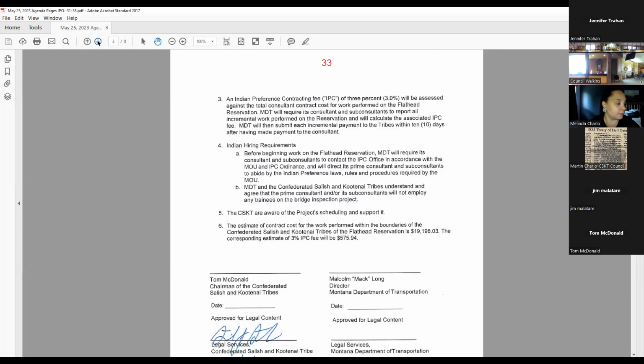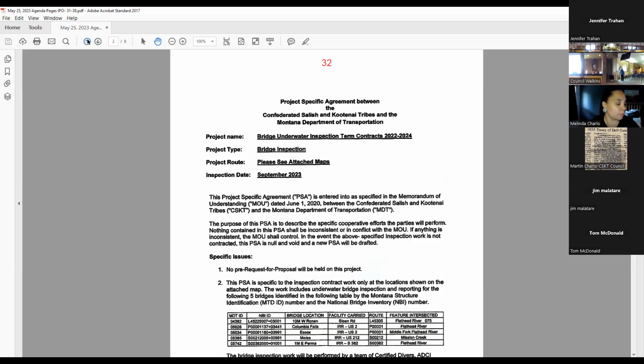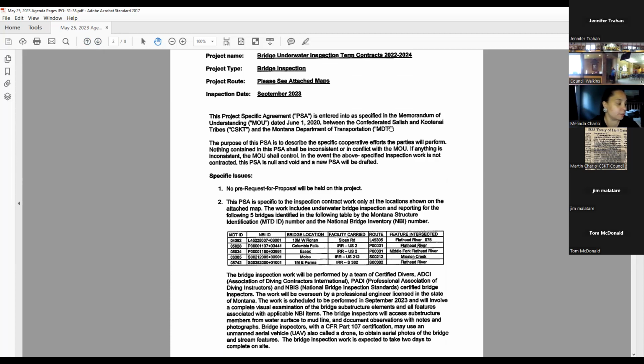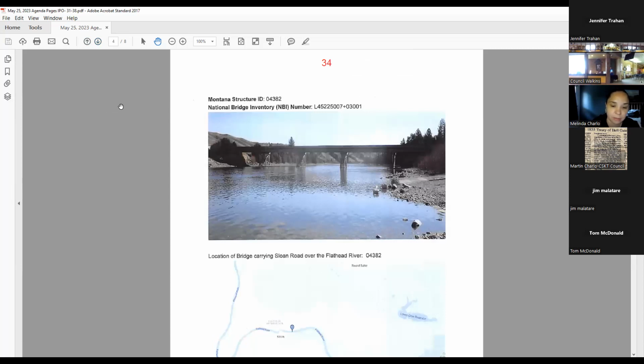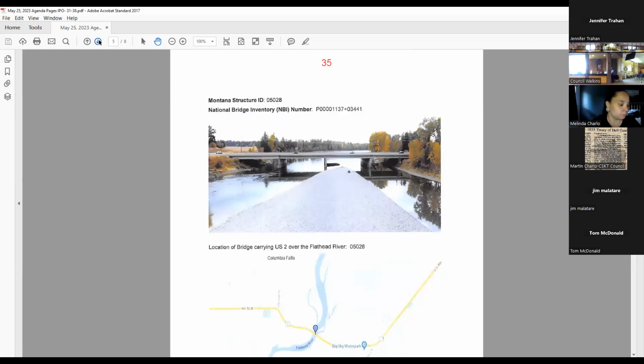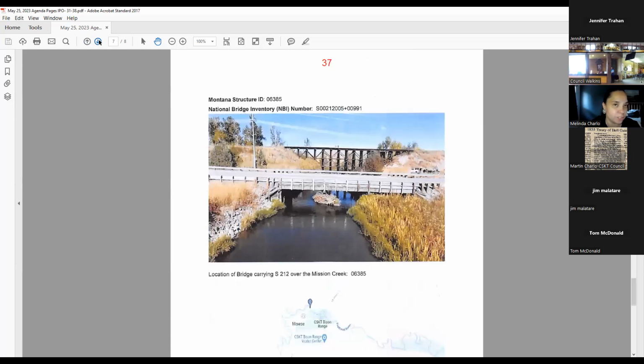There's a list on page 32 of all those bridges. The bridges that we have on the reservation are Sloan's, a bridge that goes over Mission Creek kind of near the Bison Range, and then the Perma Bridge. They use certified divers with a group of engineers that do the inspection.